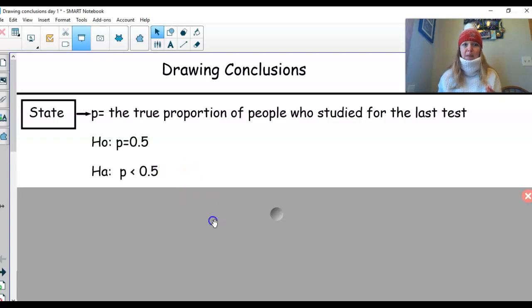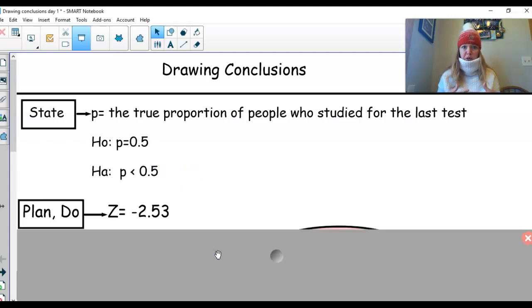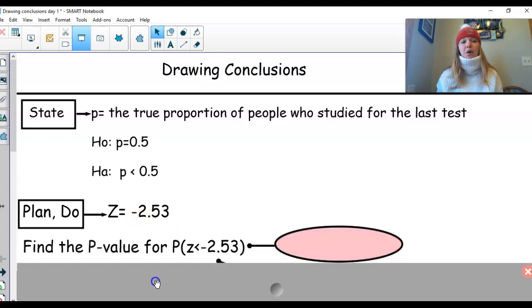So I go through the process. I have my state, then I go to the plan and the do. I'm not going to write out the plan and the do at this point, I'm just going to talk about it. With the plan, we would do the R, the I, the N. We have a one sample z-test for p, that's our method. Then in the do, we find the p hat, the standard deviation, the z-score, and then we find the p-value. So I'm going to find the p-value for when z is less than negative 2.53.